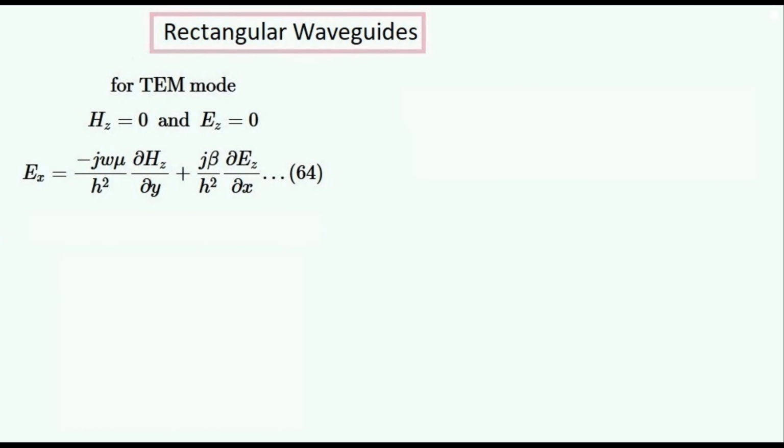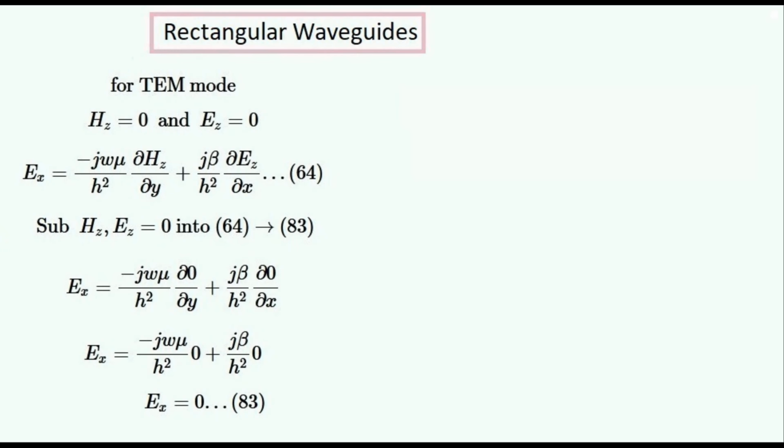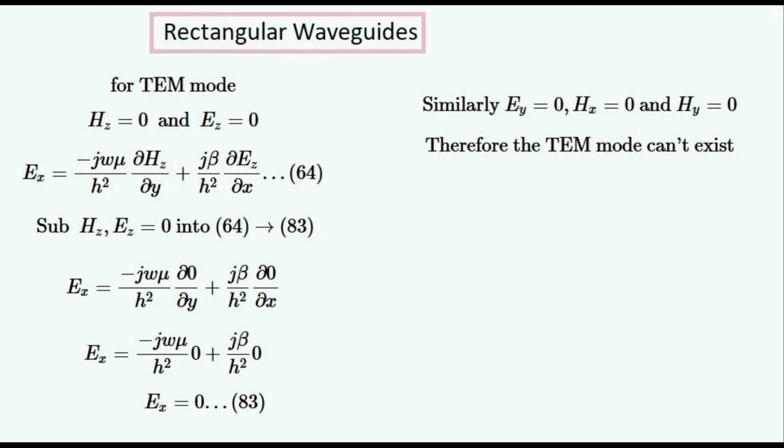This mode supposes that both Hz and Ez are zero. This is the equation describing what Ex is in terms of Hz and Ez. If we substitute the first two equations into the third, we'll get Ex for the TEM mode. After making this substitution and simplifying the expression, we get that Ex is zero. We can similarly find that all of the fields are zero inside the waveguide in every direction, and therefore the TEM mode can't exist inside the waveguide.